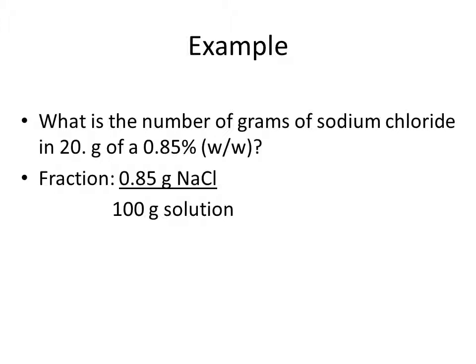Here's an example. What is the number of grams of sodium chloride in 20 grams of a 0.85% weight for weight solution? Well, the first thing you notice is that what's given to you is 0.85% weight for weight. This is a concentration, so you know you can write a fraction for it. 0.85 grams, because it says weight for weight, sodium chloride, then 100 grams, again because it says weight for weight, solution. That's my conversion factor.